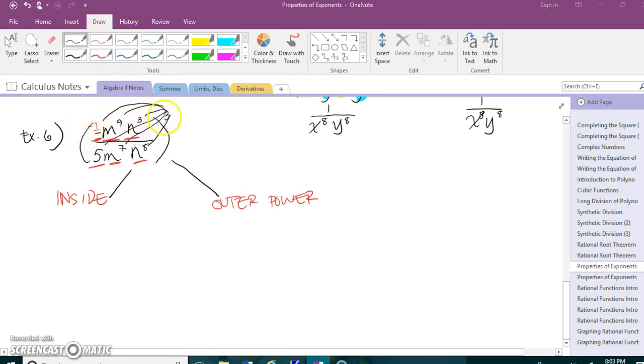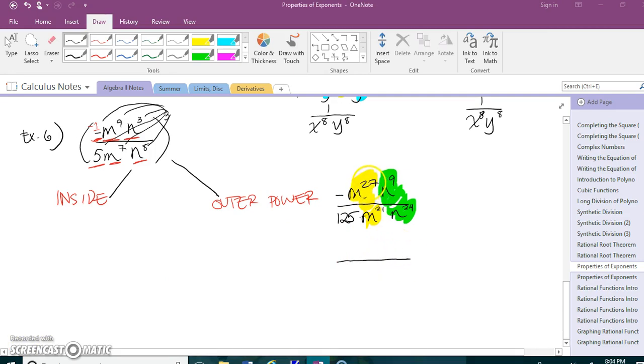So negative 1 cubed is still negative 1. I'm going to keep the negative there. Those negative signs are very important that you take care of them carefully. M to the 9th cubed, so I'm going to multiply. That'd be m to the 27th. N cubed cubed is n to the 9th. Going in the denominator, 5 cubed is 125. M to the 7th cubed, so that'd be m to the 21st, and then n to the 8th cubed multiplying again, I get this.